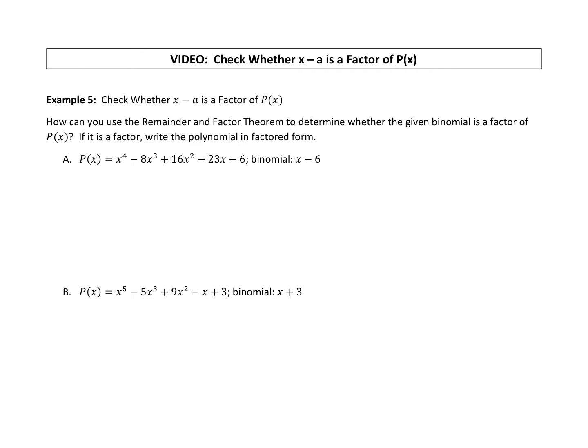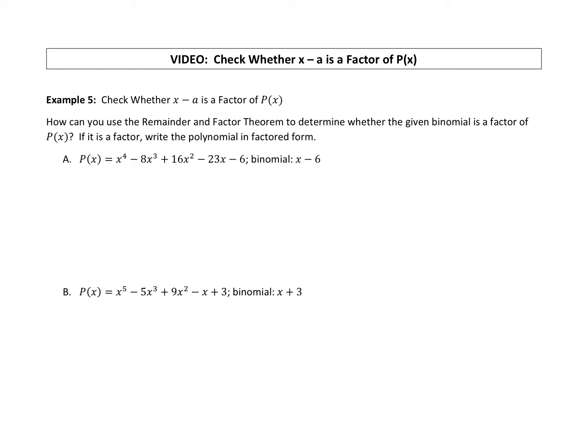All right, our last video, we're going to check whether x minus a is a factor of p of x. So how can you use the remainder and factor theorem to determine whether the given binomial is a factor of p of x? If it is a factor, write the polynomial in factored form. So what's kind of nice is if I were to say, hey, factor this right here, you would say, what? So we can check to see, is this binomial a factor of this polynomial? The way that we do that is we do synthetic division. And then I'll tell you, obviously, how to evaluate that answer.